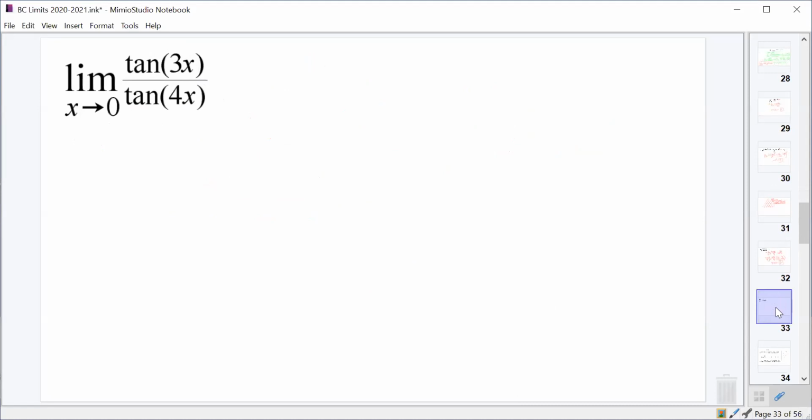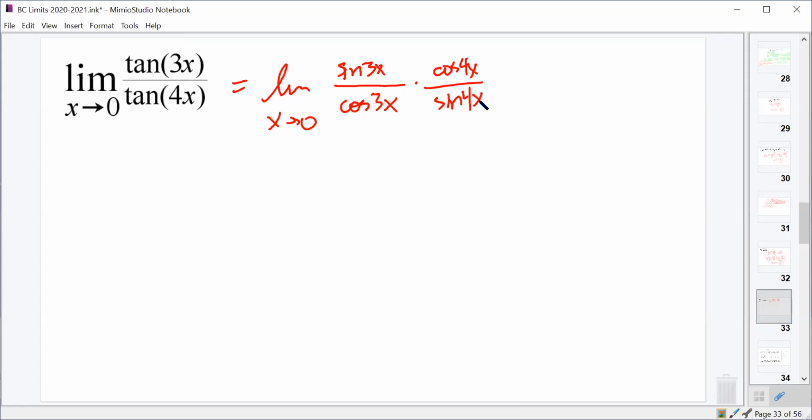Tangent 3x over tangent 4x. We could rewrite those as sines and cosines if we wanted to. Because rewriting them with the cosines doesn't end up really mattering, because if I plug 0 into the cosines, I just get 1. So a tangent in the denominator is really a cotangent, and a cotangent would be cosine over sine. So I could rewrite this one as this for now. And the sine 3x over the sine 4x part is just the same as what we were dealing with a minute ago.